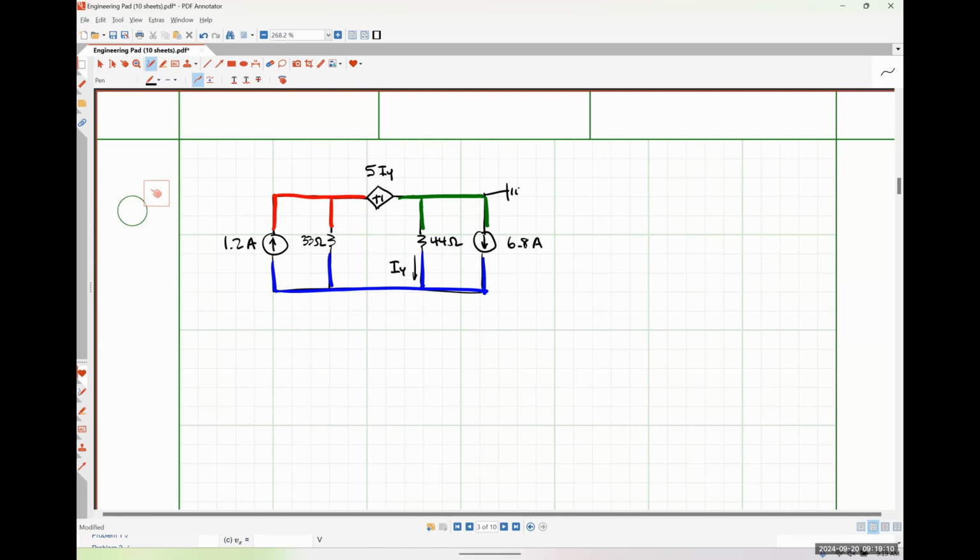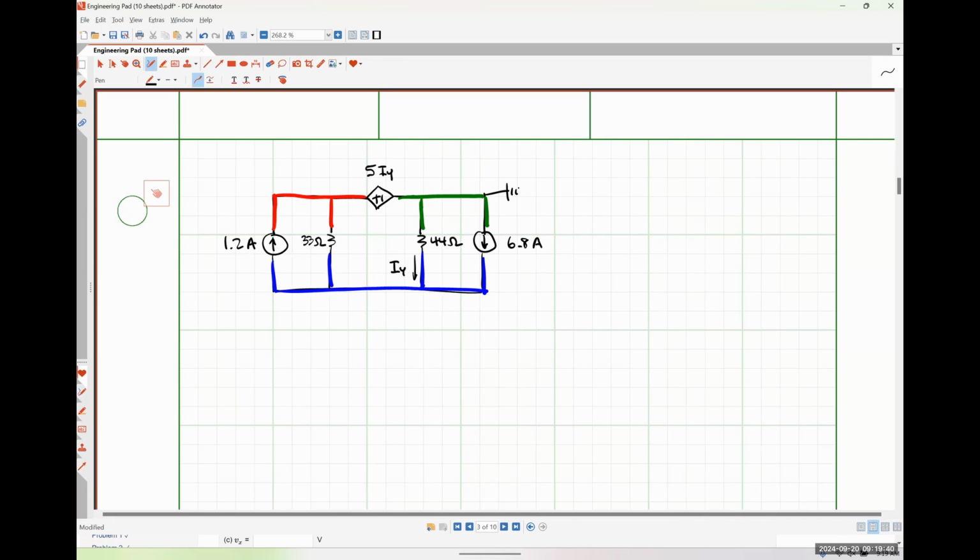So by choosing to put the green node as my reference, I have forced my only supernode to contain my reference node, which means I don't have to write a KCL equation for the red node or the green node at all. So by choosing that particular node as the reference, I have eliminated a lot of the work involved with applying nodal analysis. Okay.